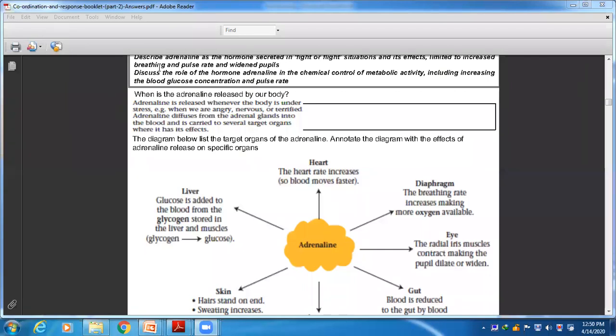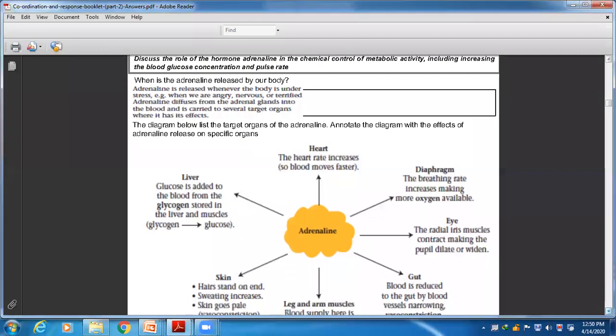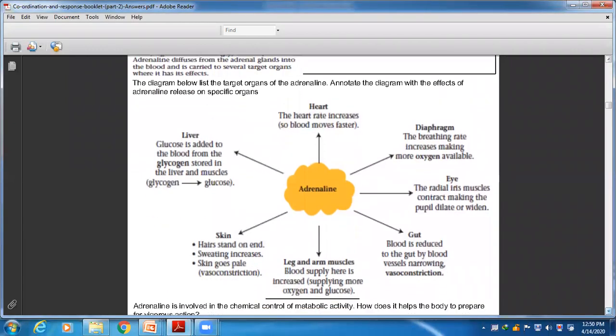Is it clear? Now another effect: pulse rate will increase so that your heart pumps more and more blood to the different parts of your body, to your cells, because in that situation we need more energy. Another is widened pupil, which I discussed already: the pupil will dilate so that you see the situation clearly and escape from that dangerous situation. Now these are the target organs of adrenaline.